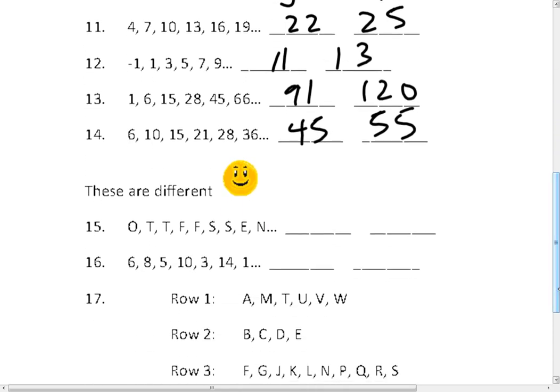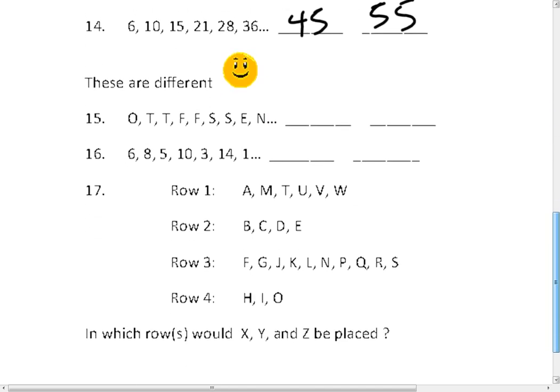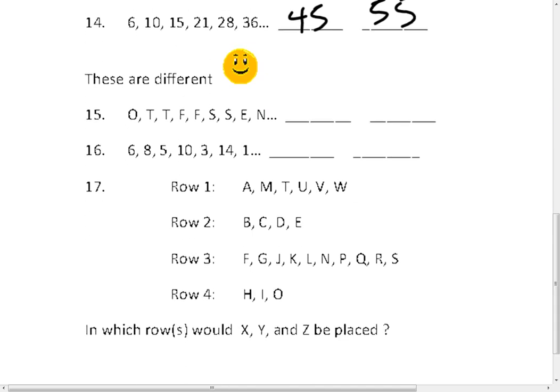And anytime you're looking for patterns, think of your order of operations. Try adding, subtracting. Try multiplication, division. Try exponents. Try combinations of those. Anybody get these? 15, 16, and 17. Anybody have an answer for 15?